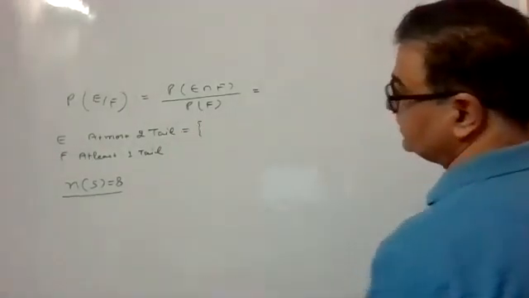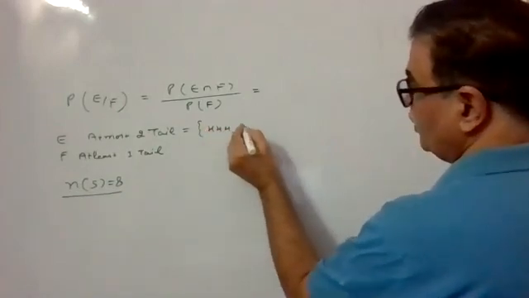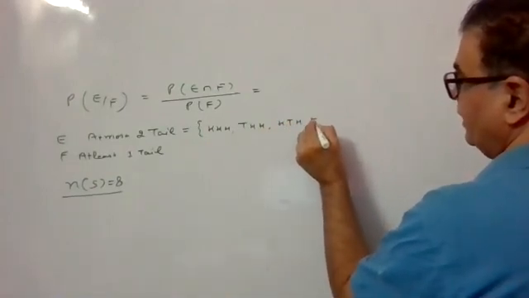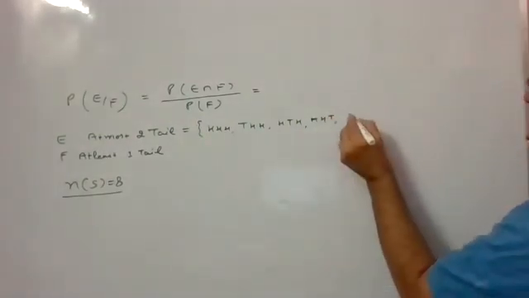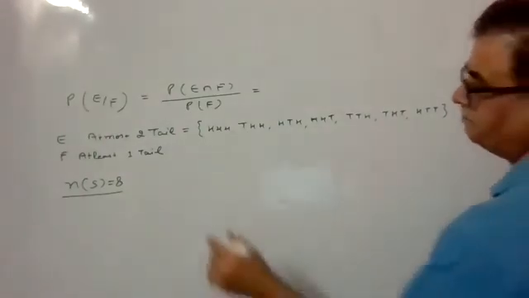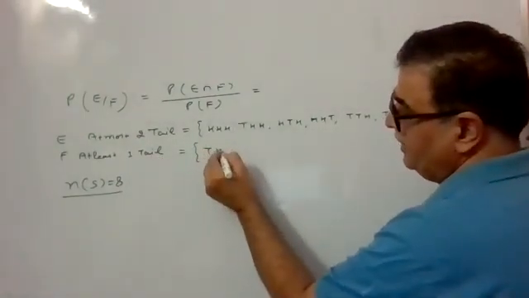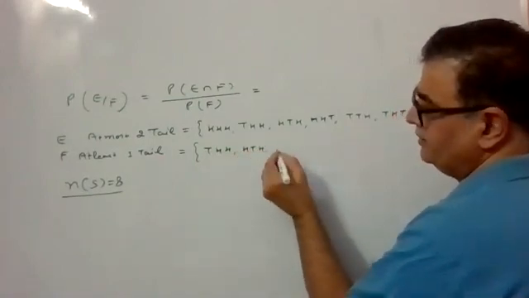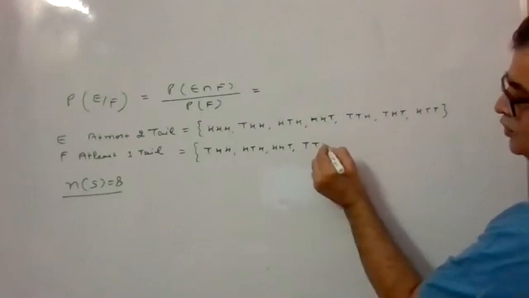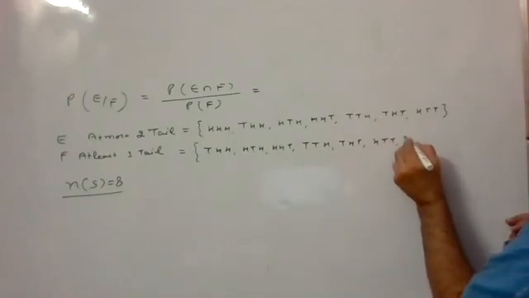At most 2 tails means maximum 2 tails are possible. This means no tail means all heads. One tail: tail head head, head tail head, head head tail. Then two tails: tail tail head, tail head tail, head tail tail. At least one tail, at least one tail should be there. One tail means tail head head, head tail head, head head tail. Then two tails: TTH, THT, HTT. And then at least 1 tail, so maximum 3 tails.